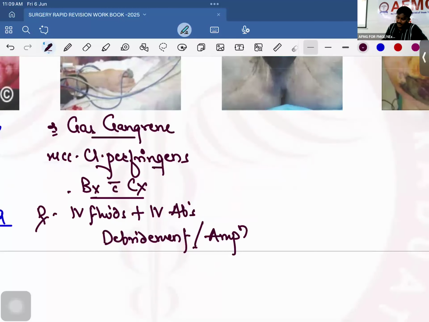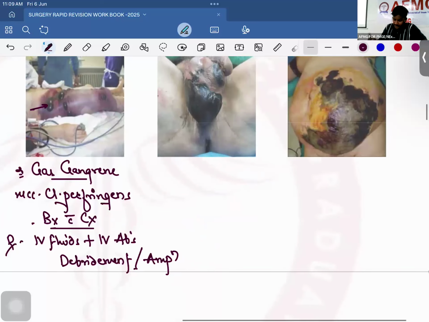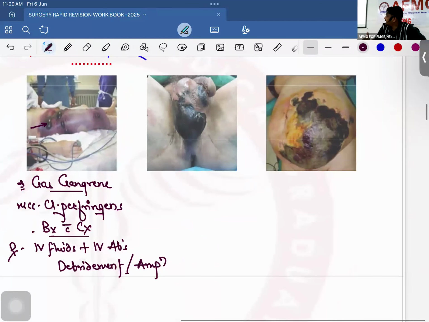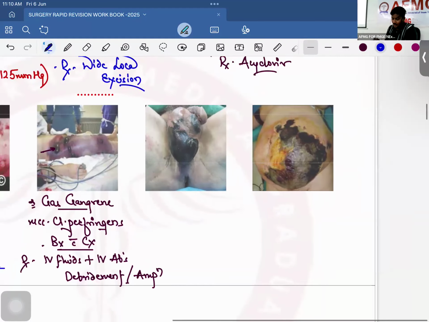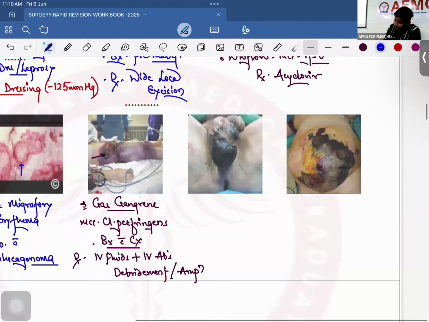Hopefully clear. Now let's talk about the other two conditions. Here there is a necrotizing bacterial infection. This necrotizing bacterial infection which is shown over here, please remember. Okay. So if I talk about the necrotizing bacterial infection over here, please remember whether this is superficial or deep. This is a superficial necrotizing infection that you are able to see over here.